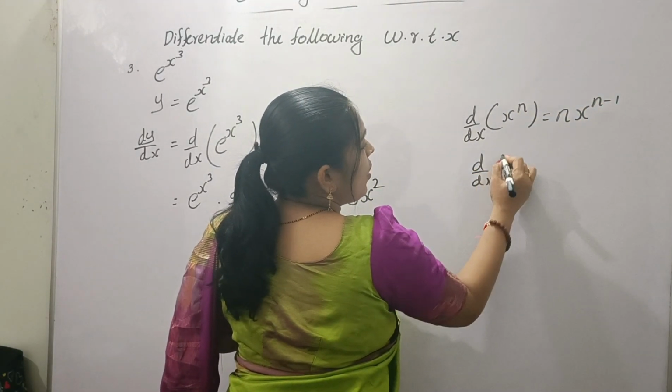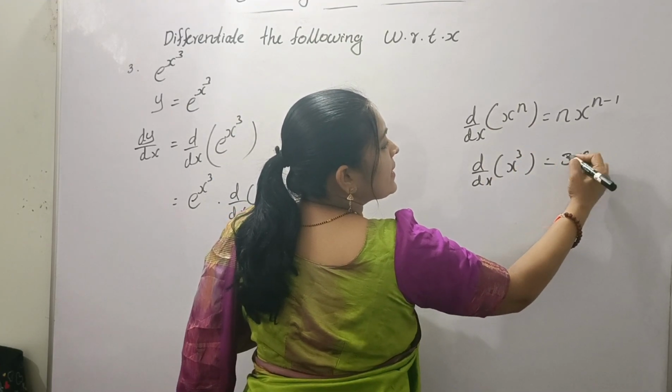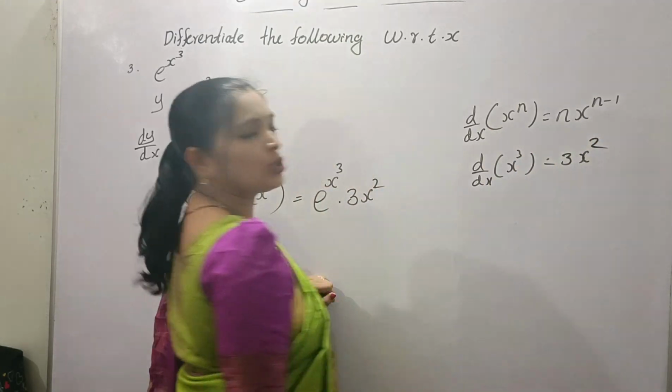So d by dx of x cube is, here n is equal to 3. So 3x raised to 3 minus 1, that is 3x squared.